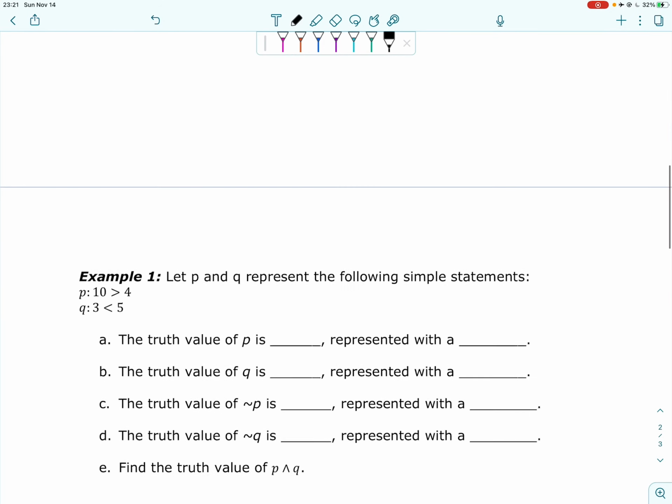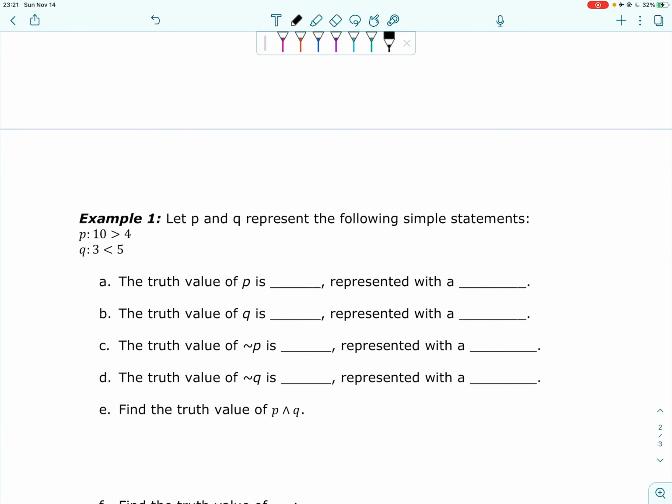So let's look at an example. We have P and Q, and they are the statements P is 10 is greater than 4, Q is the statement 3 is less than 5. So 10 is greater than 4, that's a true statement. So the truth value is T, so we would represent that with a 1 because it is a true statement. Q is also a true statement. 3 is less than 5. So that is true, and we represent that again with a 1.